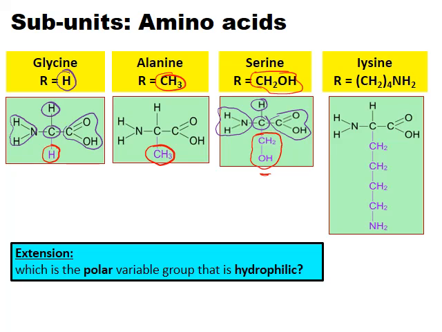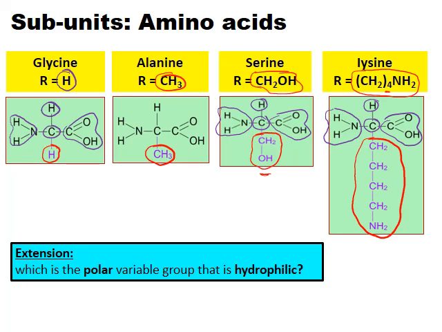Now lysine is another amino acid, and here if we just highlight the variable group, we've got CH2, but this time 4 times. So there you go. And on the end, we've got an NH2 group. So all we do, again, is draw in the generalized amino acid with NH2 on the left, with COOH on the right-hand side. In the middle, we've got the carbon atom. At the top, we've got the hydrogen. And below, we've got the variable group.